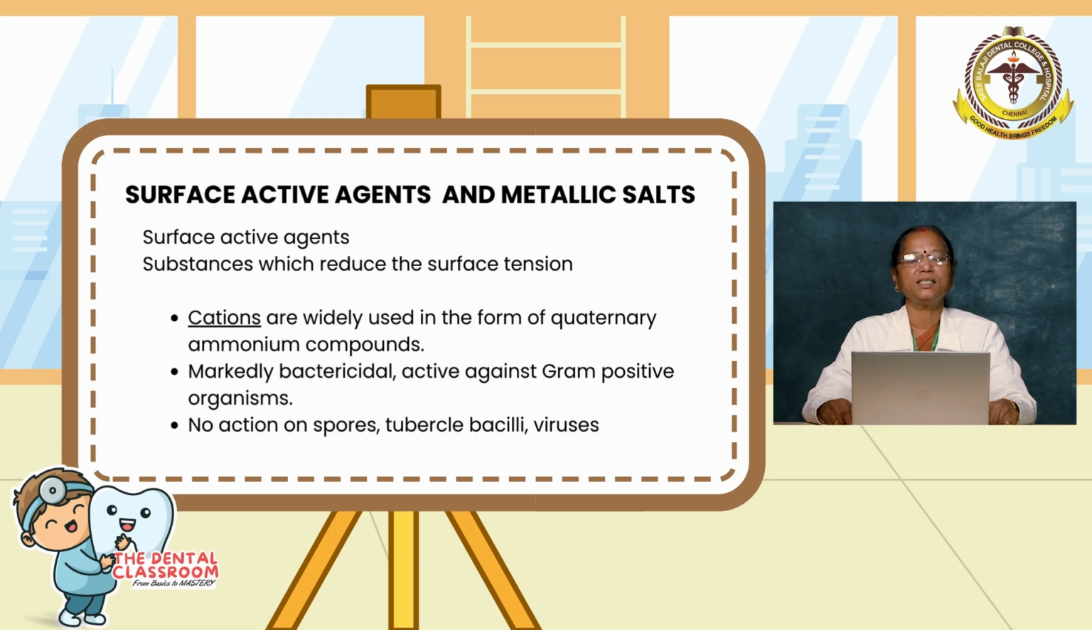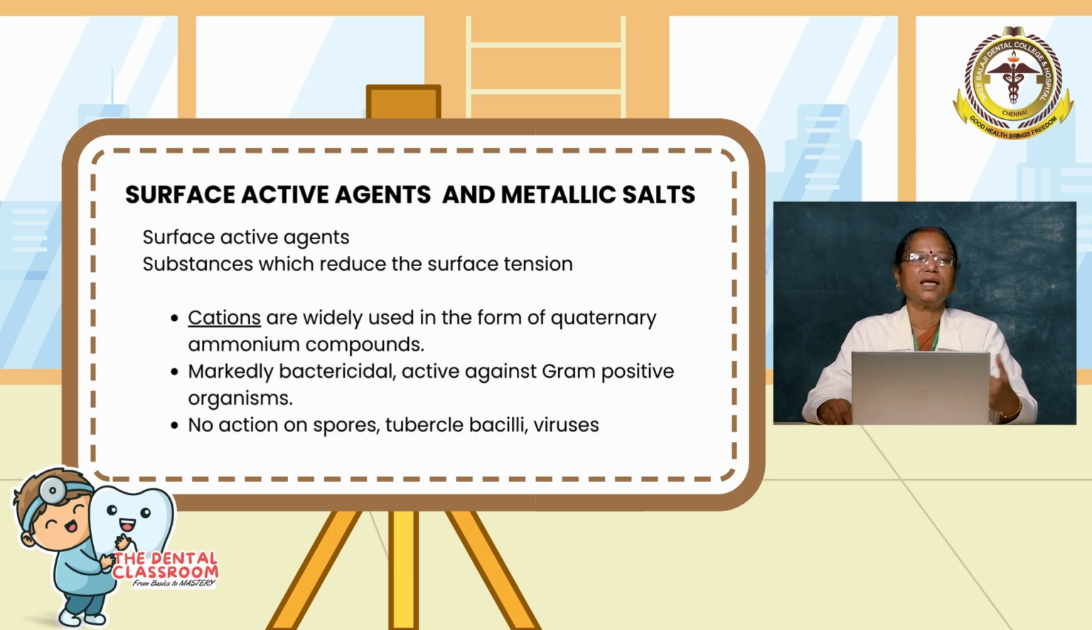Next is surface active agents and metallic salts. They also act as excellent disinfecting agents. Mainly how they destroy the microorganisms, if you see, they reduce the surface tension of these microorganisms, which leads to the lysis of the cell wall of the bacteria or the cell cytoplasmic membrane. That is how these microorganisms are destroyed. And you have different types of surface active agents. You have cations, anions, non-ionic and amphoteric substances.